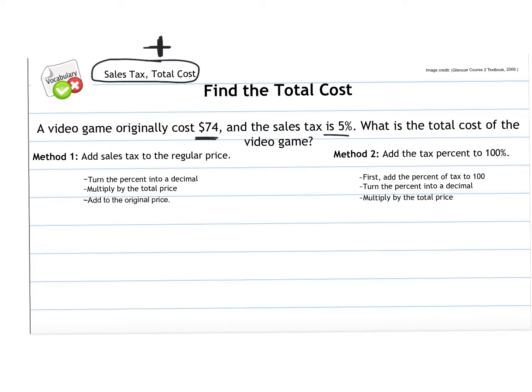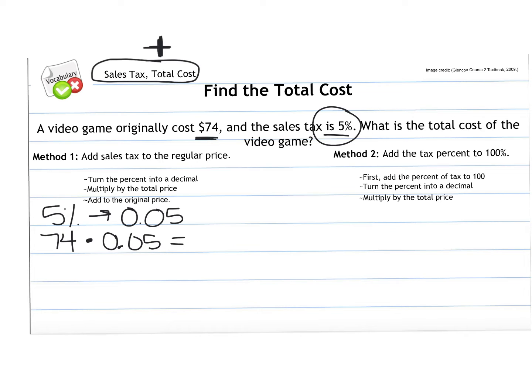So first we turn the percent into a decimal. So 5% is going to be 0.05. Then we multiply by the total price. So we are going to take $74 and we are going to multiply that times 0.05. So 74 times 0.05. So if you have a calculator near you, then you can do that. So 74 times 0.05 is 3.7, and we make that into money, so I would add a 0, so $3.70.